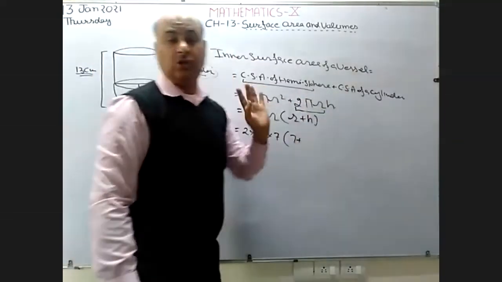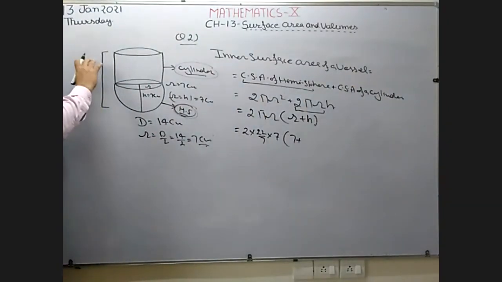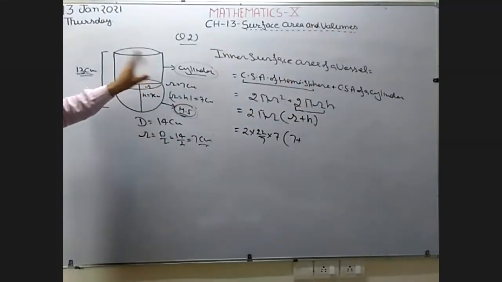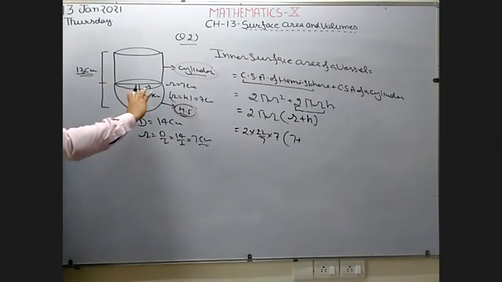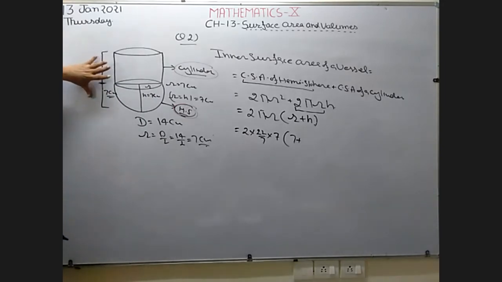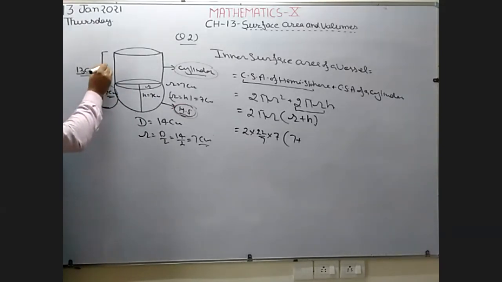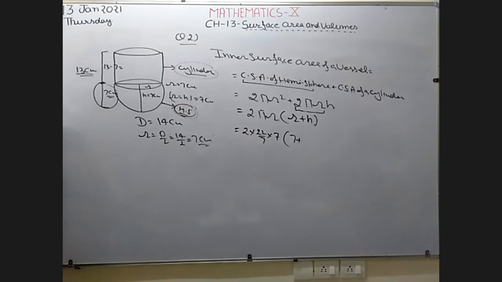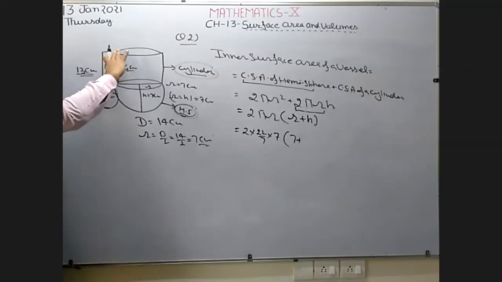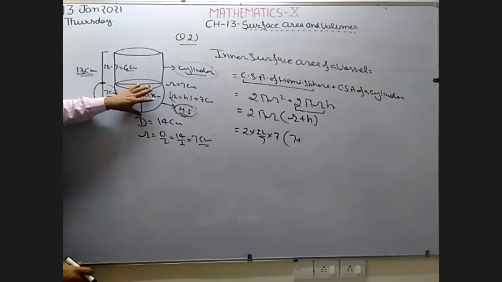Now the height of the cylinder is not given in the question. See, the total height of the vessel is given as 13 centimeter, and in this question the height of the cylinder is required. So you have to find the height of the cylinder first. Up to this level, this height is 7 centimeter, and the total height is 13 centimeter. If I subtract 7 from 13, what is left? 13 minus 7, who tells? Okay, 6 centimeter. So the height of the cylinder becomes 6 centimeter and the height of the hemisphere is 7.